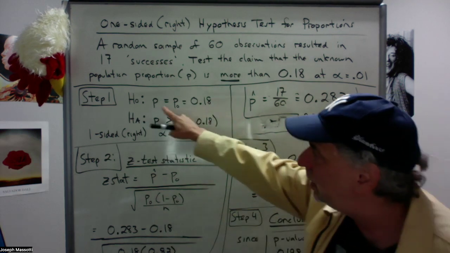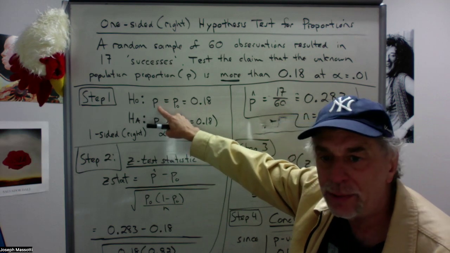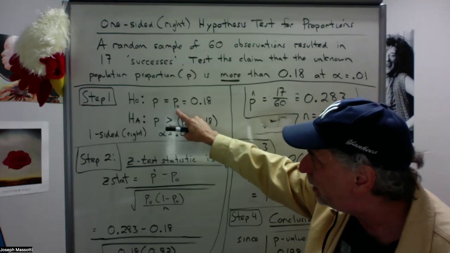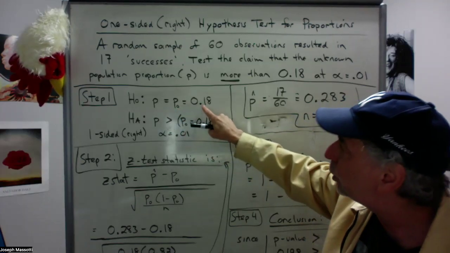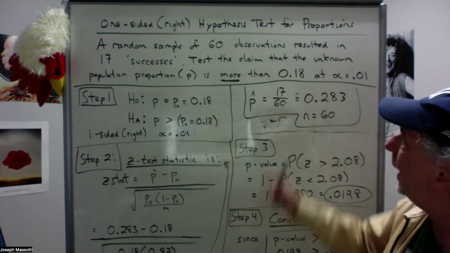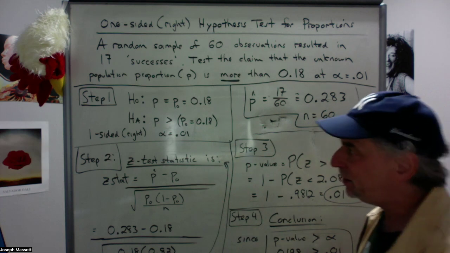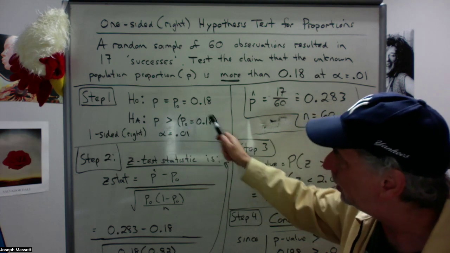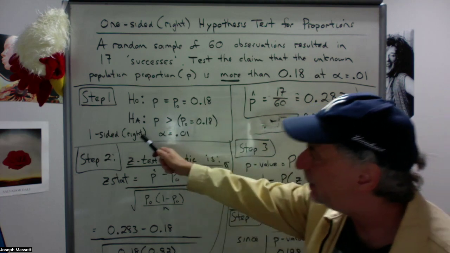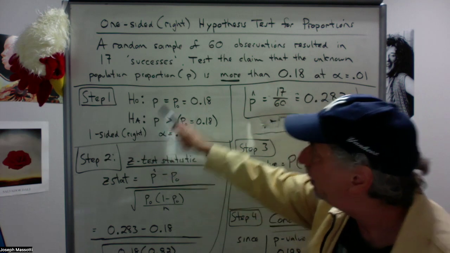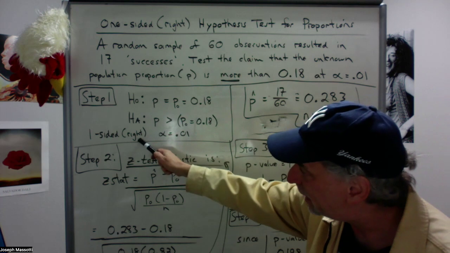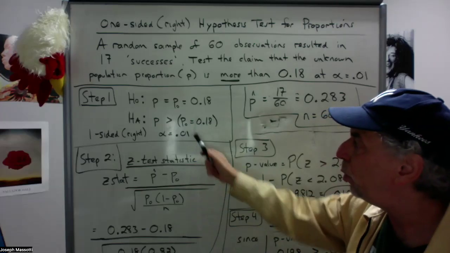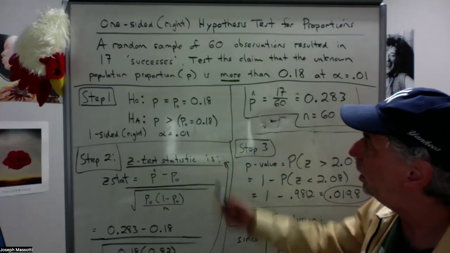So we go into the test believing that the unknown population parameter, P, the population proportion, is equal to our null hypothesis value, P sub 0, and we're going in thinking it's 0.18 or 18% successes. We're looking for evidence that it's more than that value of 0.18. That tells us it's a one-sided test to the right. This word "more" gave us that information, and we were told to use an alpha level or a level of significance of 0.01. So that is step 1.